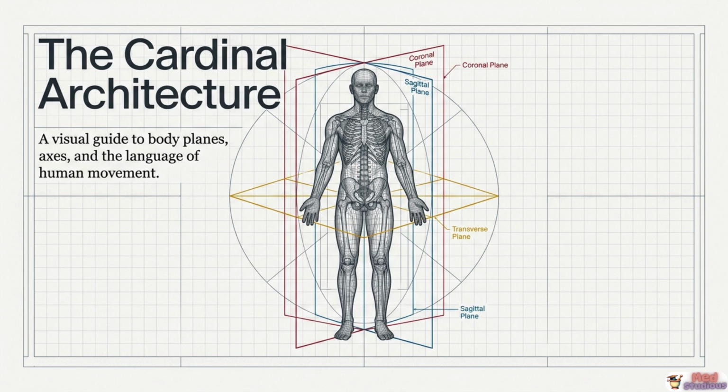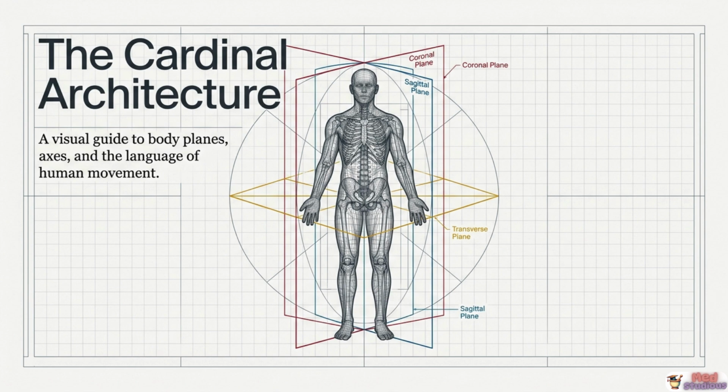Welcome to Studious. Today, we are unlocking one of the most important structural frameworks in all of anatomy, the cardinal planes and axes of the human body. Think of this as the architectural blueprint that allows every medical professional, from surgeons to physiotherapists to radiologists, to describe the human body in three-dimensional space with absolute precision.